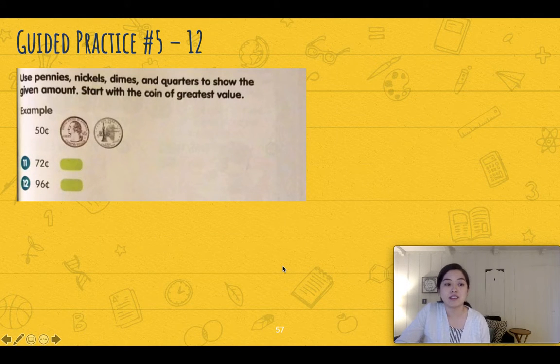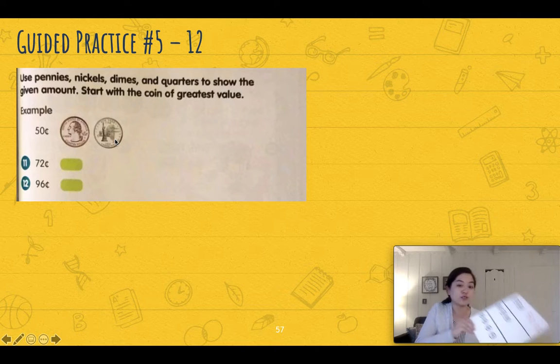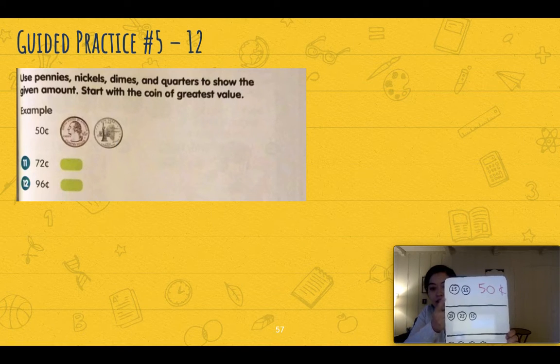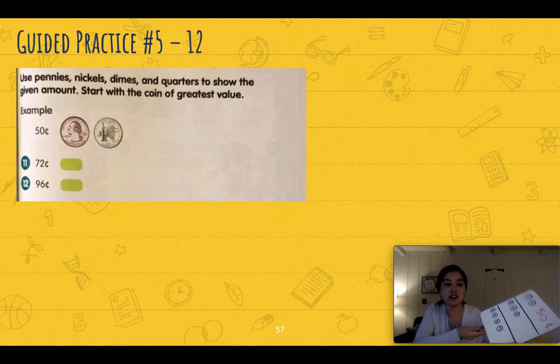All right. Now for number 11 and 12, it says use pennies, nickels, dimes, and quarters to show the given amount. Start with the coin of greatest value. So you're going to always start with a quarter because that's the greatest value, right? And they gave you an example. So to make 50 cents, they started with a quarter, 25, then they added another quarter. And remember, 2 quarters make 50 cents, okay?